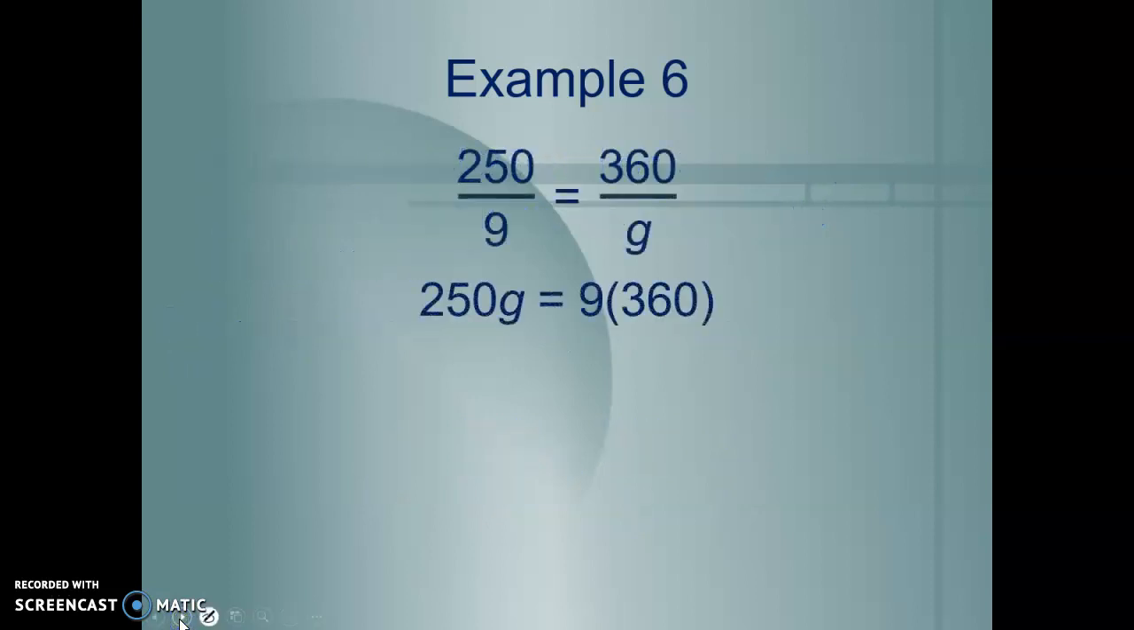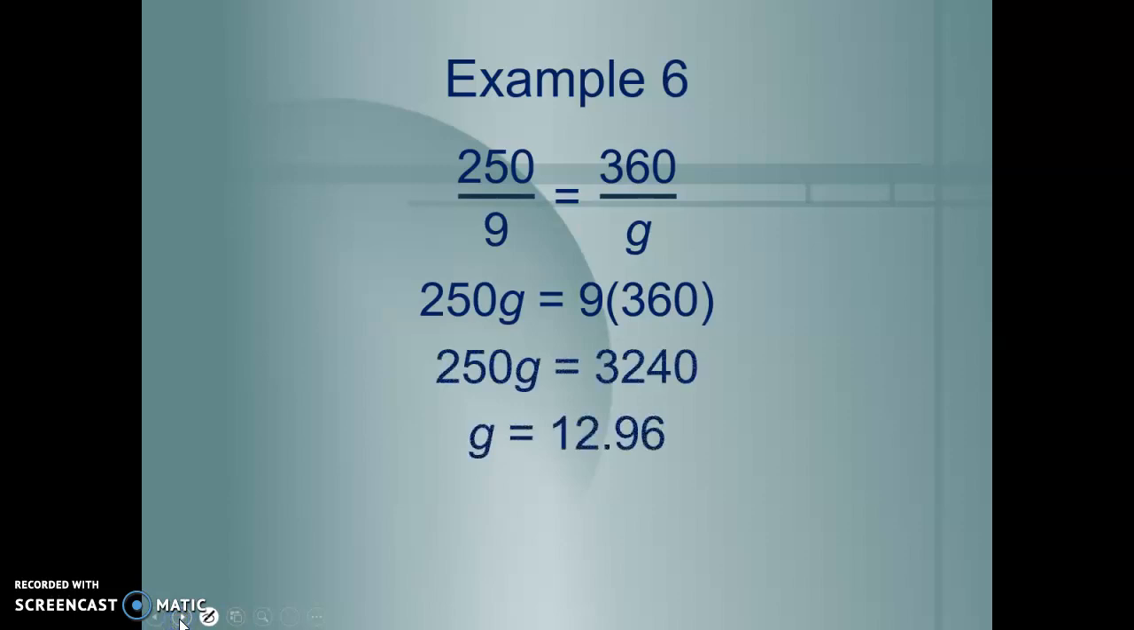And when we do so, we get 250 times G equals 9 times 360, or G equals 12.96. That rounds to approximately 13 gallons. Nice job.